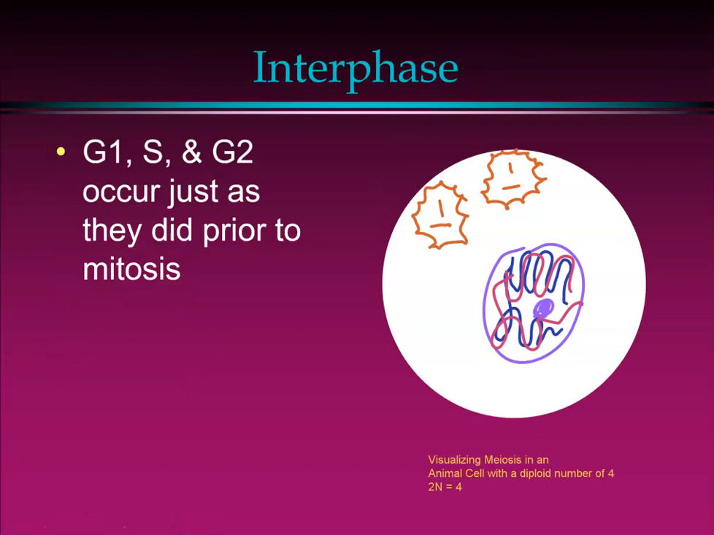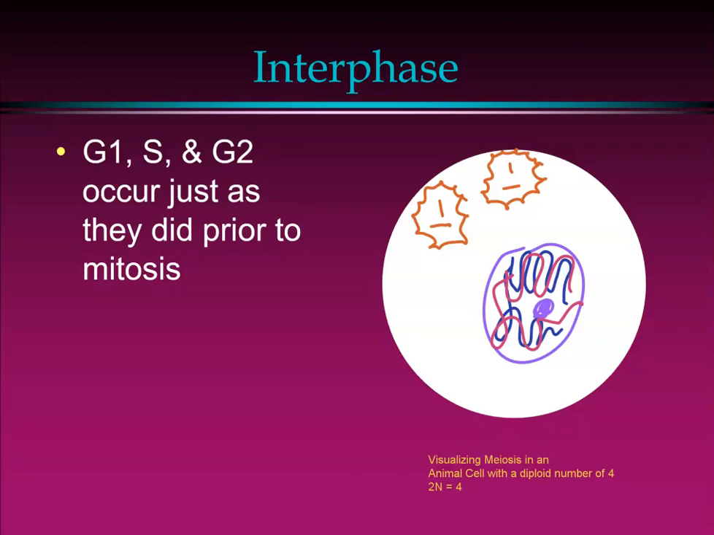So when we look at the model cell drawn here, we're going to be modeling, like in mitosis, the animal cell with a diploid number of 4, or 2n equals 4. That means that a normal body cell of that animal has 4 chromosomes. However, the resulting cells from meiosis are going to have half the diploid number, and that is called the haploid number, and that will be 2. But we'll see that at the very end of the process.